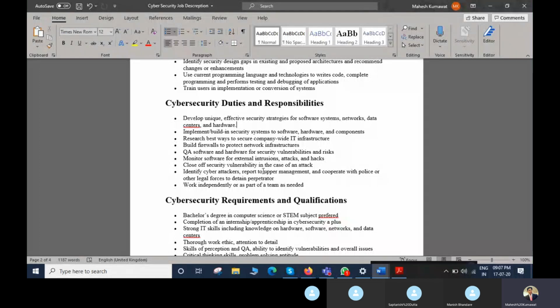So we have SIEM solutions we can implement, like Splunk and QRadar. There are multiple options. ManageEngine is one of the open source things available. So IBM QRadar, you can go for it. You have Splunk, you can go for it, and many more. So you check the monitoring, and then as a security professional, what is your offensive security, what is your defensive security?